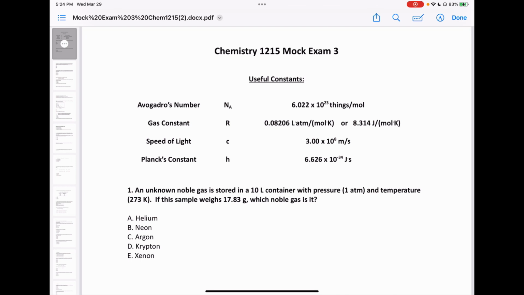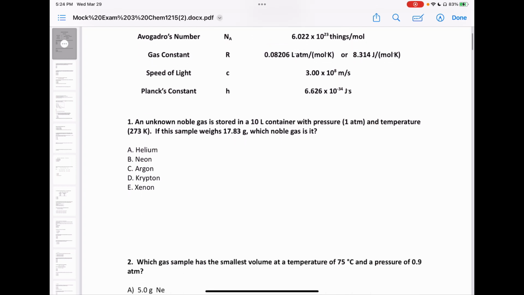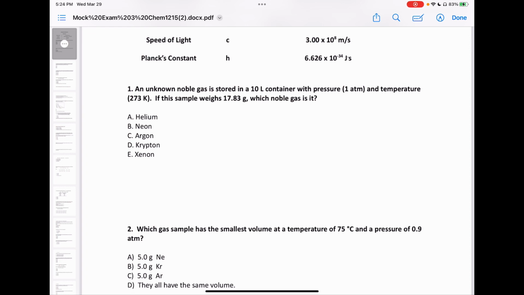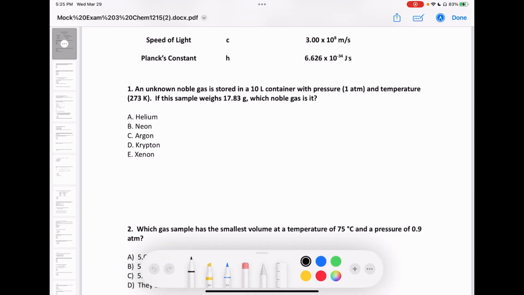An unknown noble gas is stored in a 10-liter container with a pressure of 1 atm and a temperature of 273 Kelvin. That's STP, if you guys didn't remember. If the sample weighs 17.83 grams, which noble gas is this? So you're given a volume, a pressure, and a temperature, and what equation do you guys know that relates all of those? It's going to be PV = nRT. It's going to be everywhere on this test, I think.